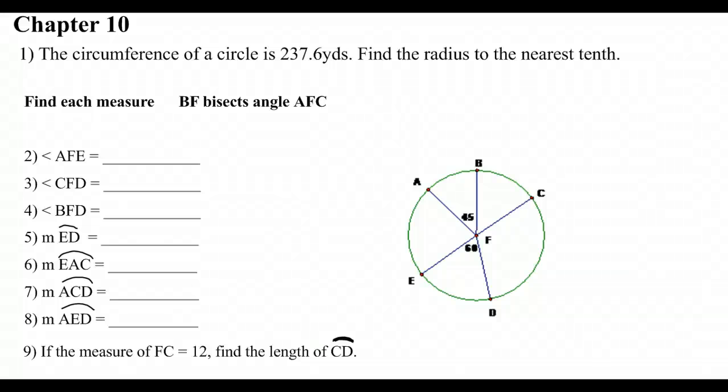Chapter 10 is about the properties of circles. The circumference of a circle is 237.6 feet. Find the radius. Remember, circumference is 2 pi r. Therefore, that means that 237.6 is equal to 2 pi r.